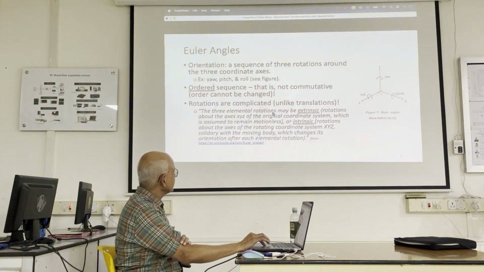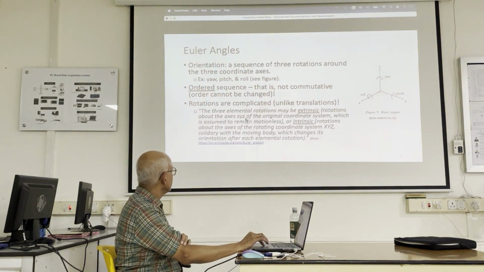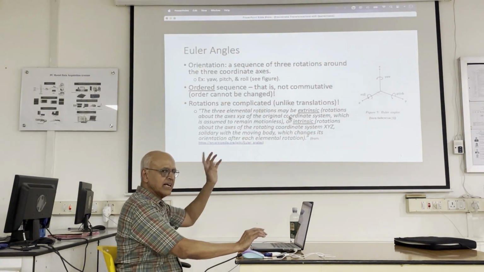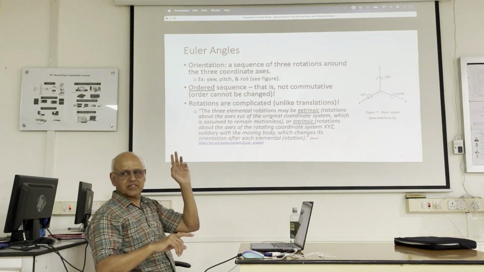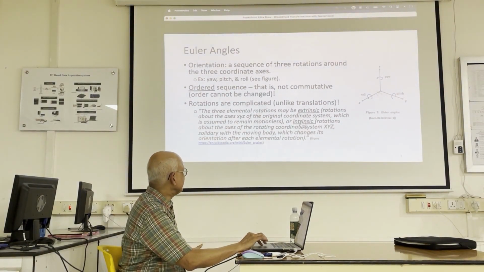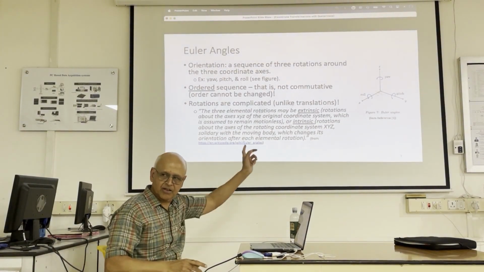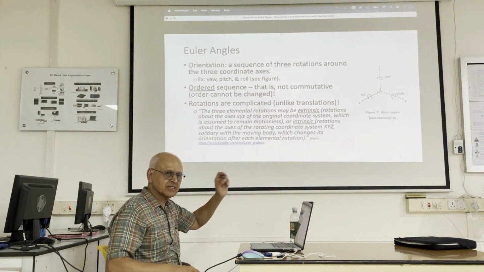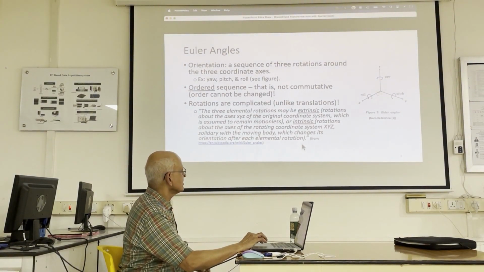The 3 elemental rotations may be extrinsic or intrinsic. Extrinsic means rotations about the axis XYZ of the original coordinate system. So that's fixed axis. That is, no matter if you rotate, everything is with respect to the original axis system. Or, which is more useful, it can be intrinsic rotations about the axis of the rotating coordinate system. This is more natural because when the plane rolls, you want to take the axis with you and not still refer to the original axis. So that's from Wikipedia. There's probably a more scientific definition somewhere.